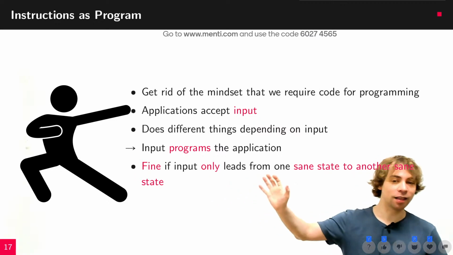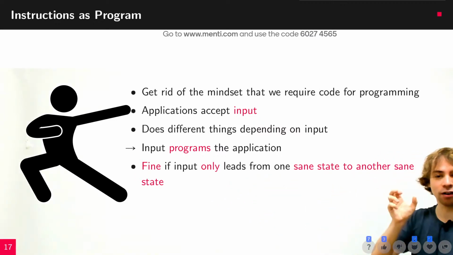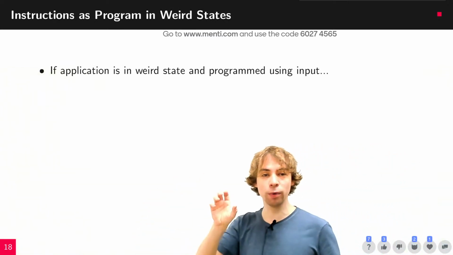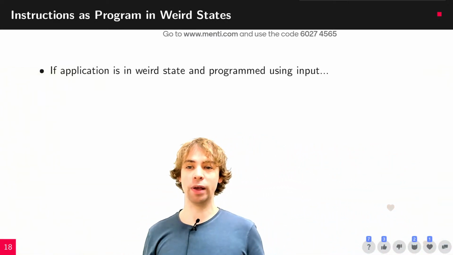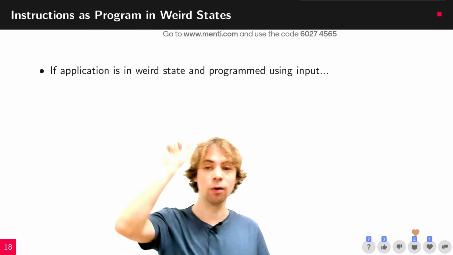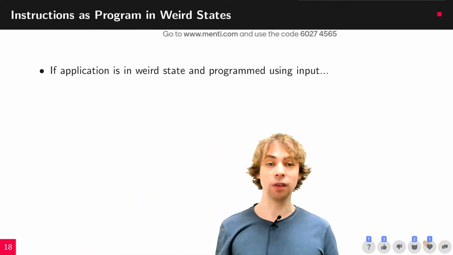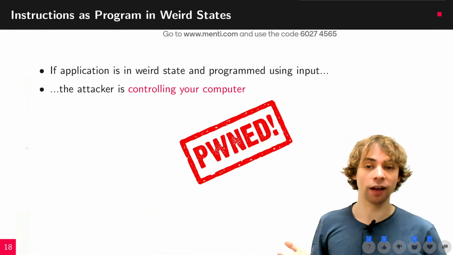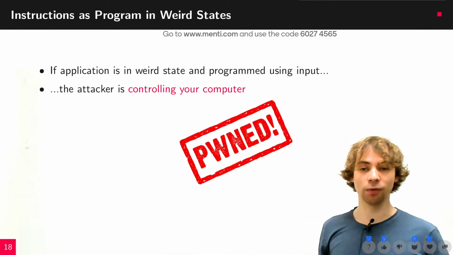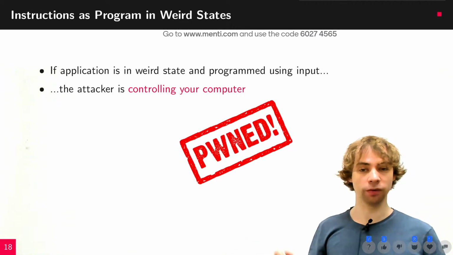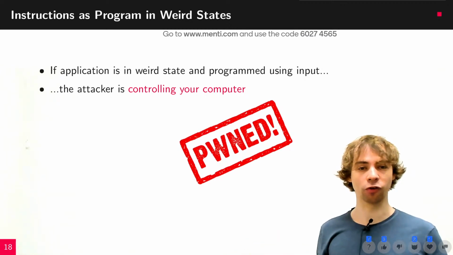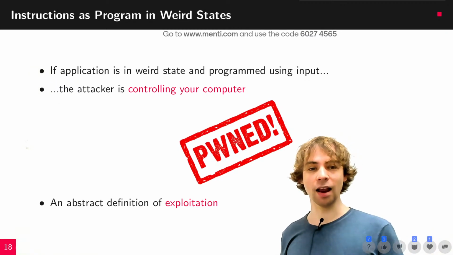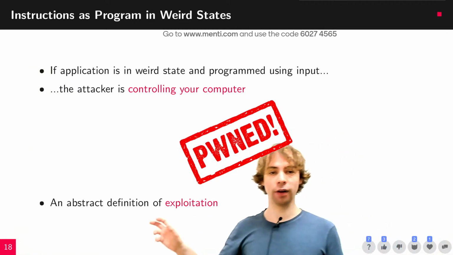It's fine as long as the input only goes from one sane state to another sane state. But if we are jumping from weird state to weird state, then we have a problem. If the application is in a weird state, then it's programmed using input, and the attacker is controlling your computer at this point. And this is what we call pwned. If someone controls your computer, yeah.